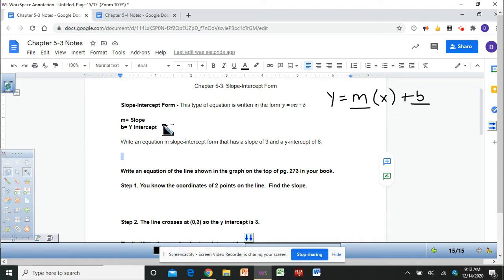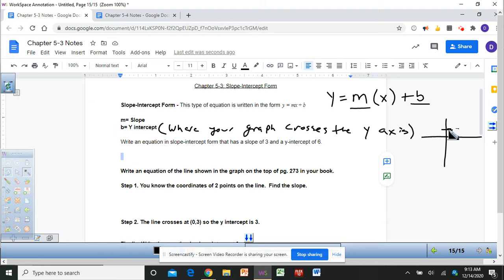B is your y-intercept. And a y-intercept is where your graph crosses the y-axis. Okay, and what that means is, if our graph crossed at 1, our y-intercept would be 1, meaning if it crossed right there. That was a bad example because it was written by hand, but hopefully that makes a little bit more sense.